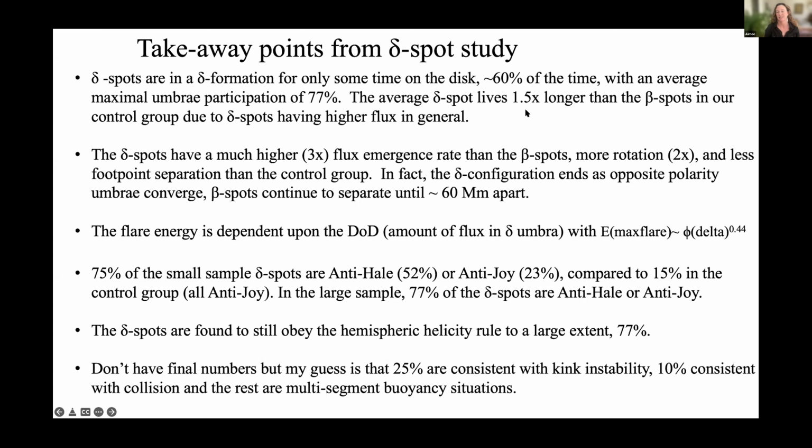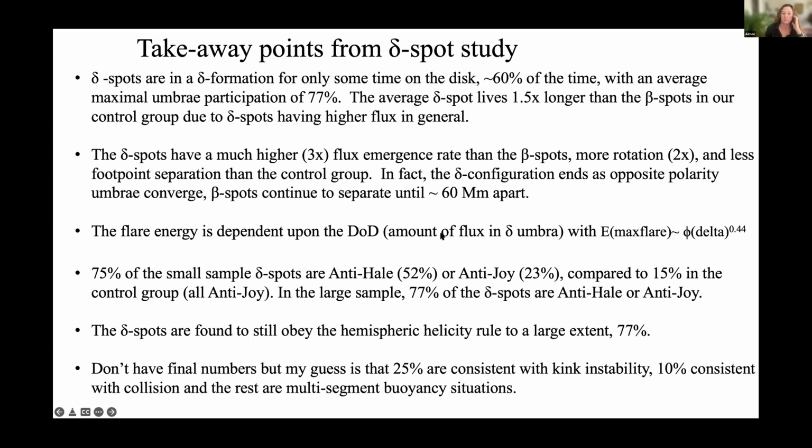The average delta spot lives longer than the beta spots because the delta spots have much higher flux, since they're often a collision, or there's just more flux in the region. The delta spots have a higher flux emergence rate, basically 3 times as much as the beta spots, more rotation, less foot point separation, as you would expect by the definition of delta. But in fact, the delta configuration ends as the opposite polarities converge, and the beta spots continue to separate until they're about 60 megameters apart, which is what we think of when we think of dipoles and beta spots.